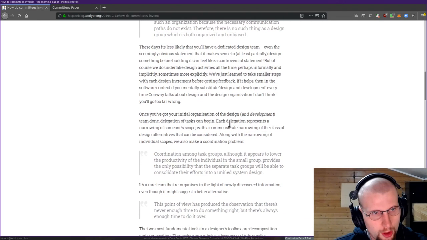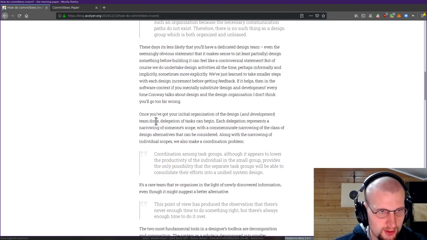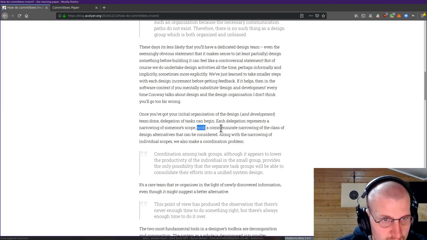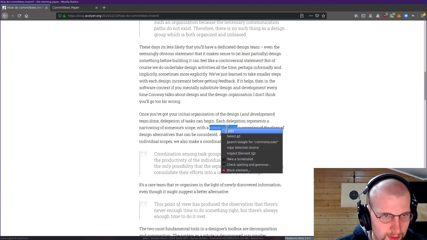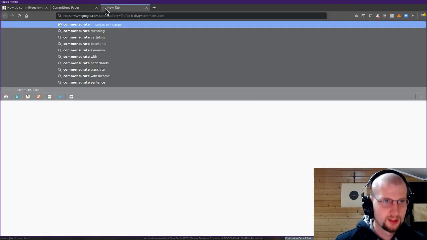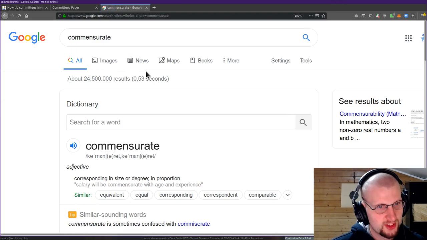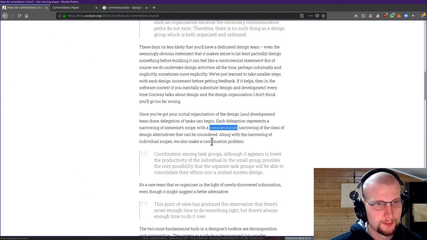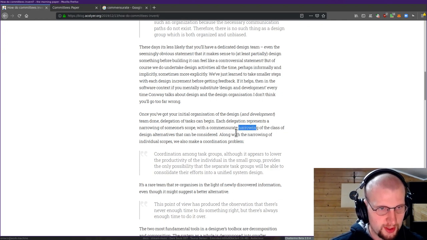Who knows? Once you've got the initial organization of the design and development team done, delegation of tasks can begin. Each delegation represents a narrowing of someone's scope, with a commensurate narrowing of the class of design alternatives that can be considered. Wait, what does it even mean? Corresponding in size or degree, or in proportion. Okay, so a corresponding narrowing of the class of design alternatives that can be considered.